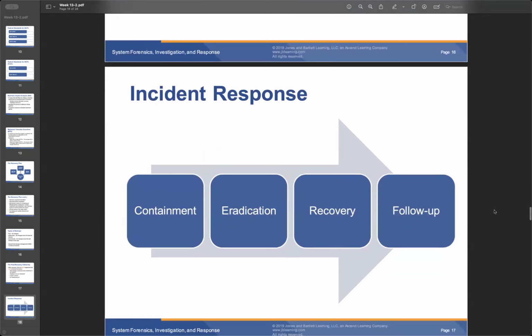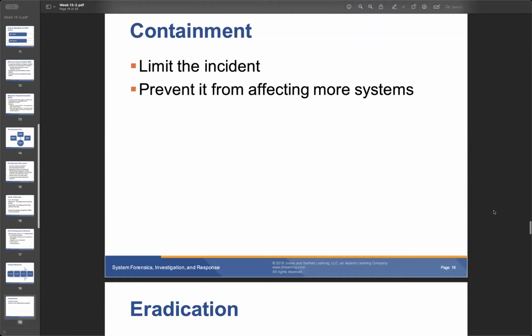So far you see all these steps of the incident response. We have the containment in the beginning, and then we have the eradication, and then recovery, and then follow up. So here would be the four phases for the response. So we just go through, just a summary.